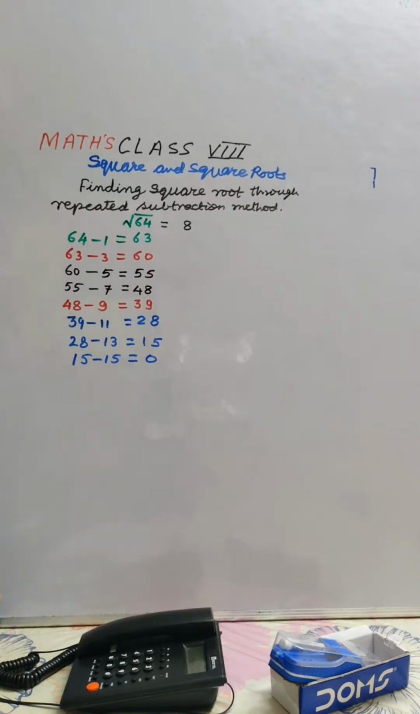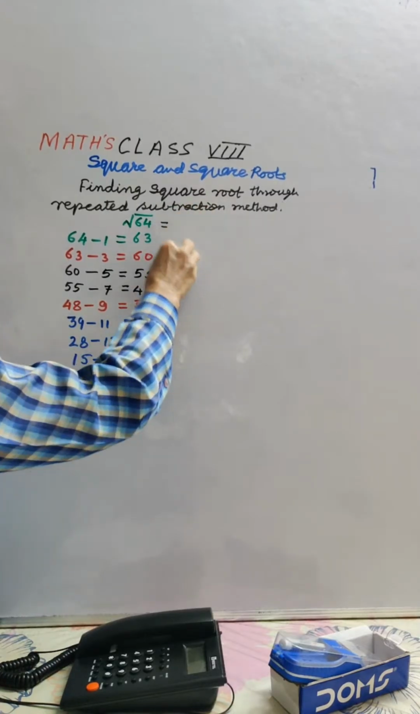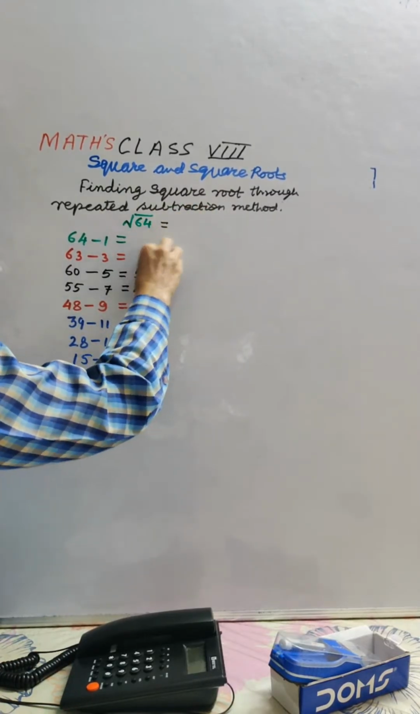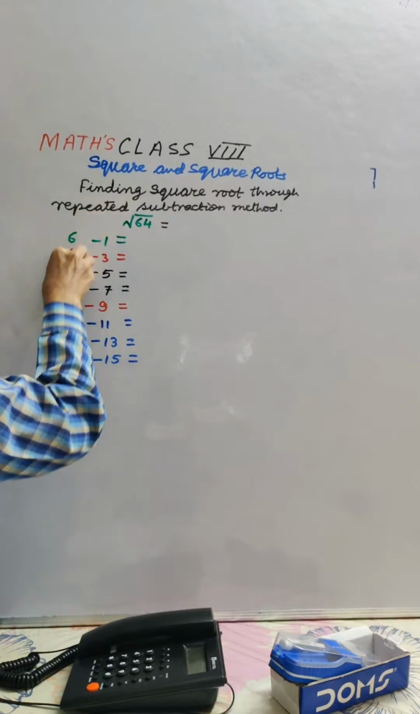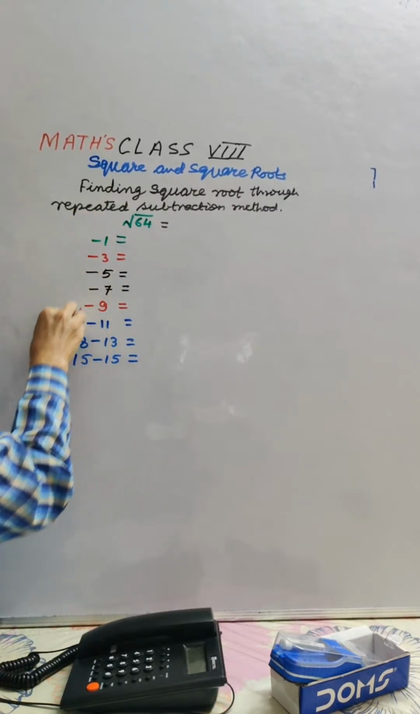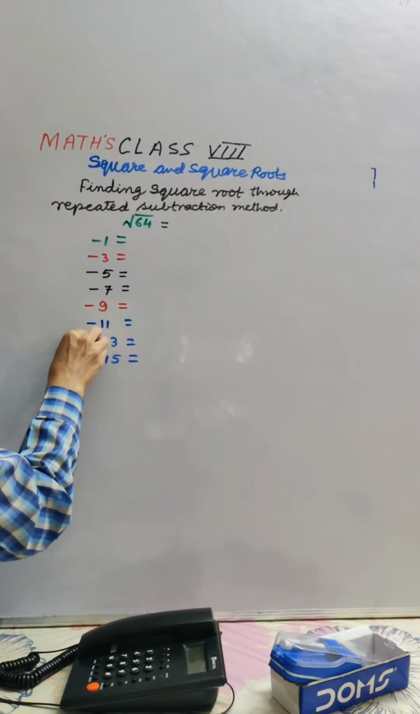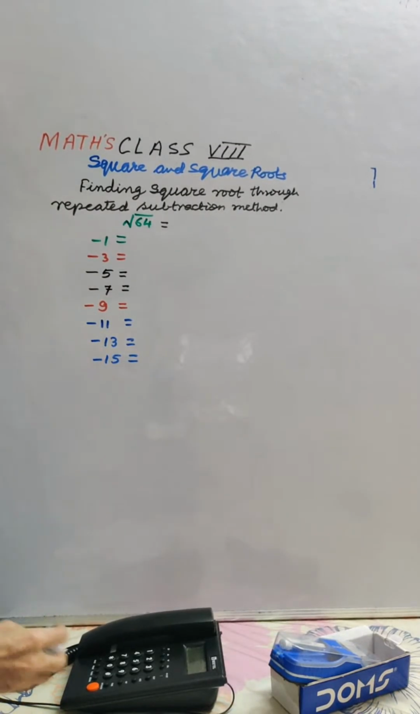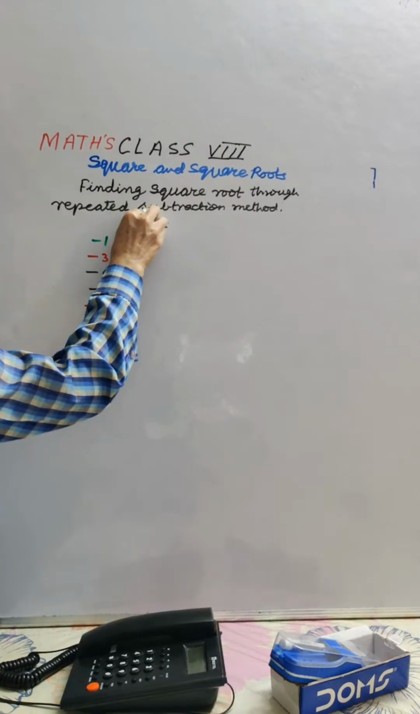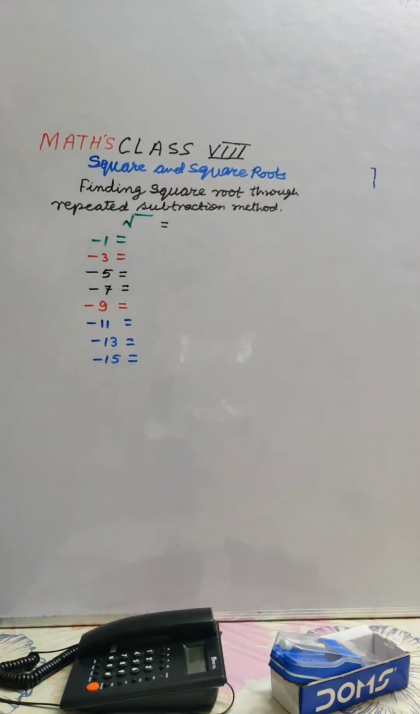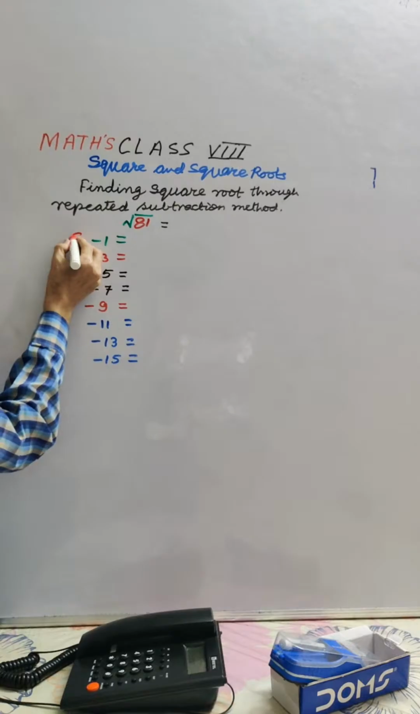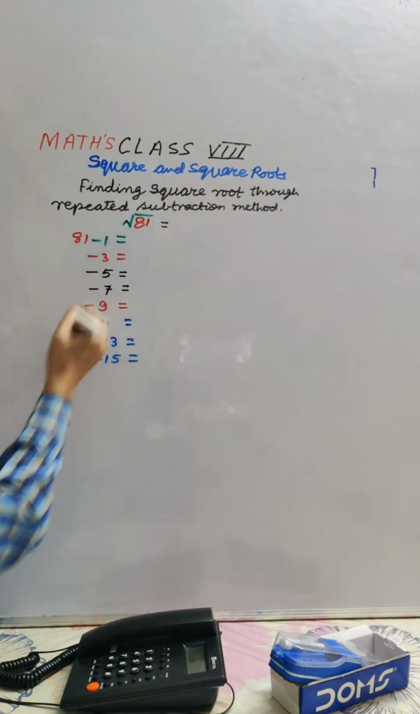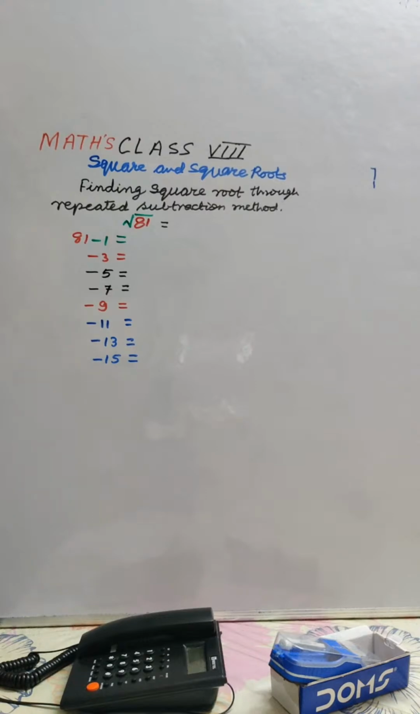Another square root. Suppose we need to find the square root of any number, suppose that is 81, and we need to find the square root of 81. We have to find the square root of 81. So 81 minus 1 is equal to 80. First we shall write 81 minus 1 is equal to 80.